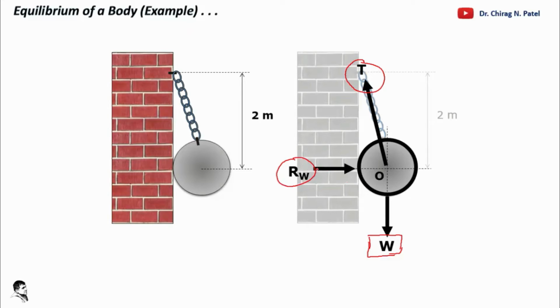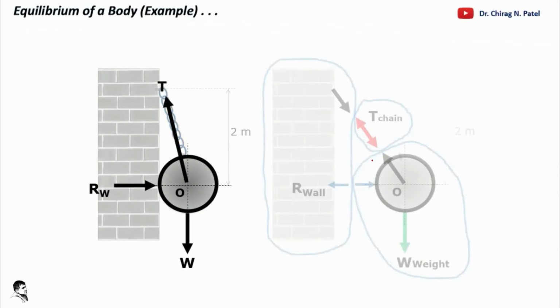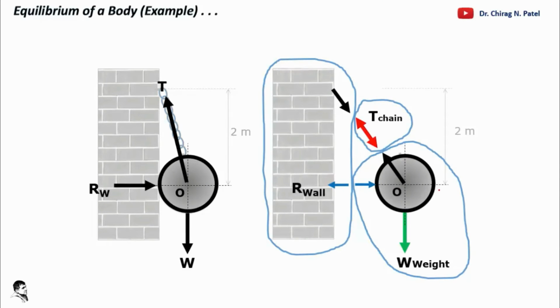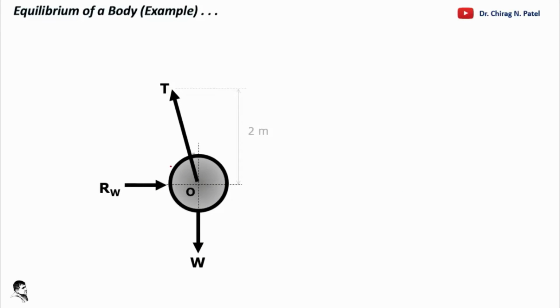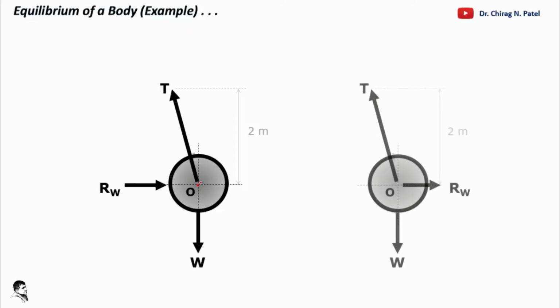We know that weight is in the downward direction, the reaction coming from the wall is in this particular direction, and the tension in the chain is in this direction. So we can easily plot a free body diagram like this, and just take the part of our interest. This is the part where we are interested to resolve the forces. So again we draw in a particular manner. Now these are the three forces, and this is the point where those forces are acting.